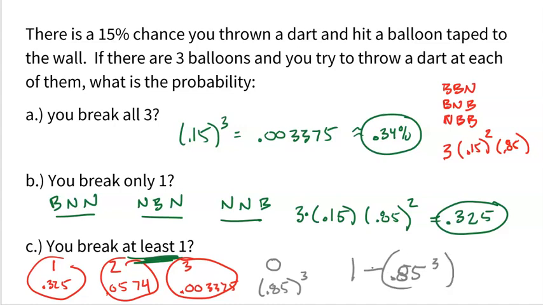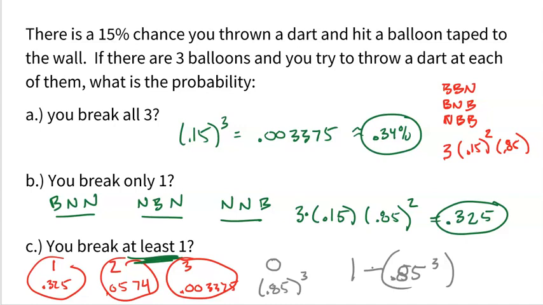Like 100%, that's the one. Something has to happen. When you throw 3 balloons, you're either going to break 1, 2, 3, or none. So something has to happen. So 100%, something's going to happen. Subtract away the no breaks, and I'll be left with at least one, right? That should make sense. Again, it'll get you the same answer.